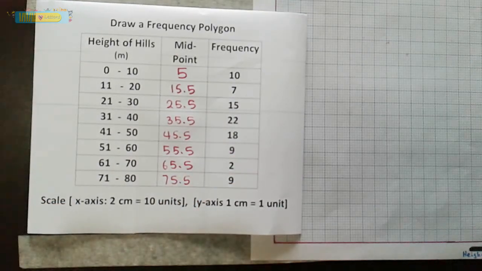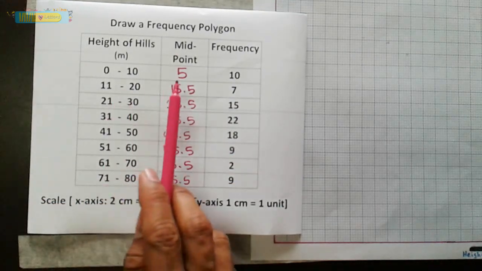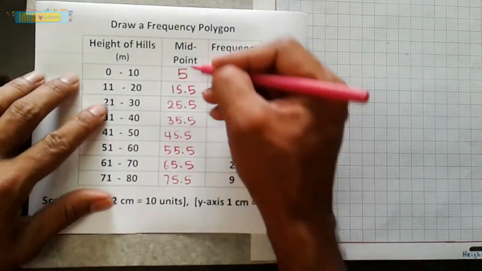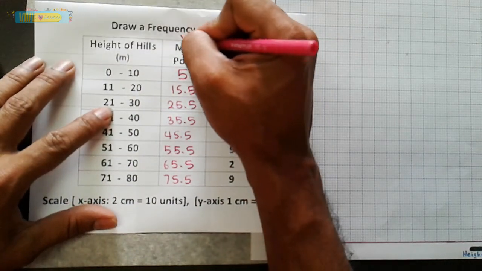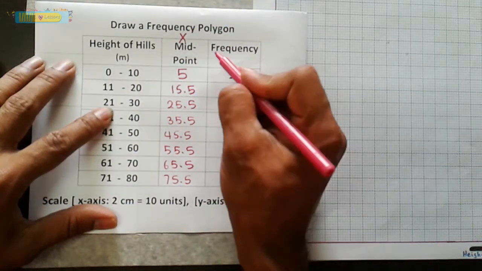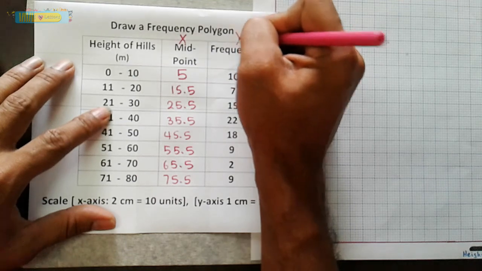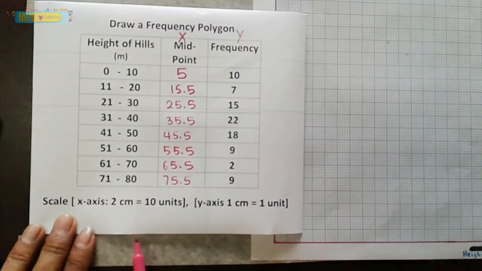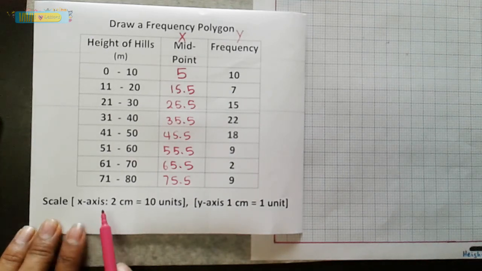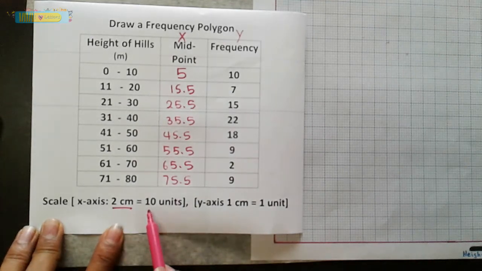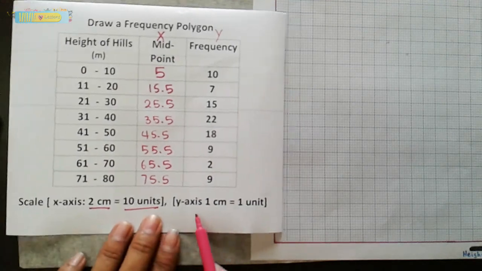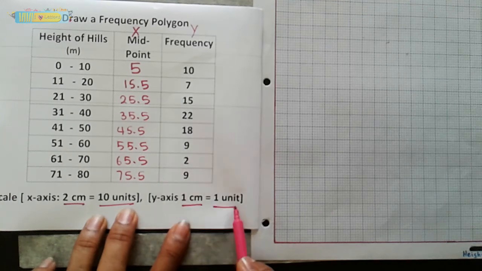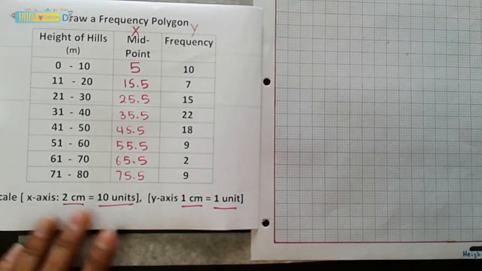So, the first step in a frequency polygon is to find the midpoint of the range. And what we're going to do, the midpoint will go on our x-axis, and our frequency will go on our y-axis. Now let's pay attention to the scale given to us by the examiner. On the x-axis, every 2 centimeters will be 10 units. On our y-axis, the vertical one, every 1 centimeter will be 1 unit.